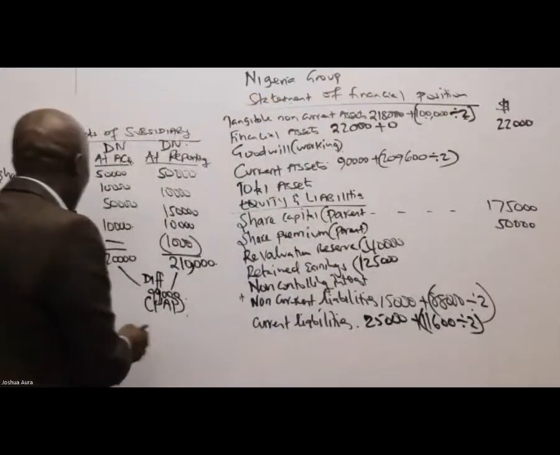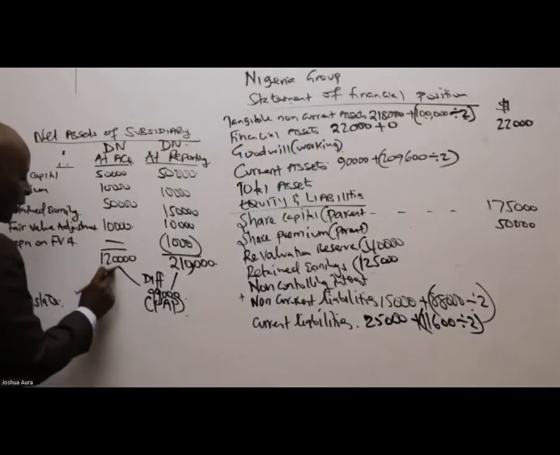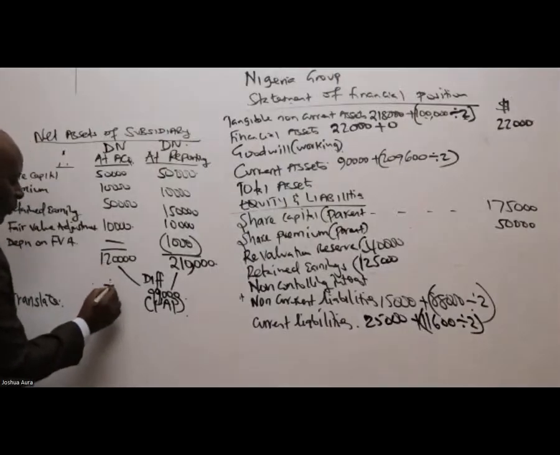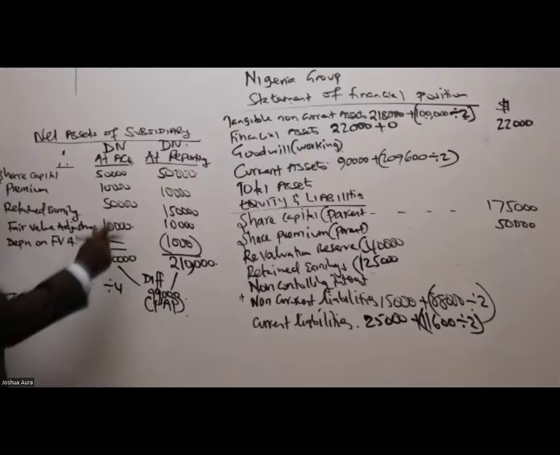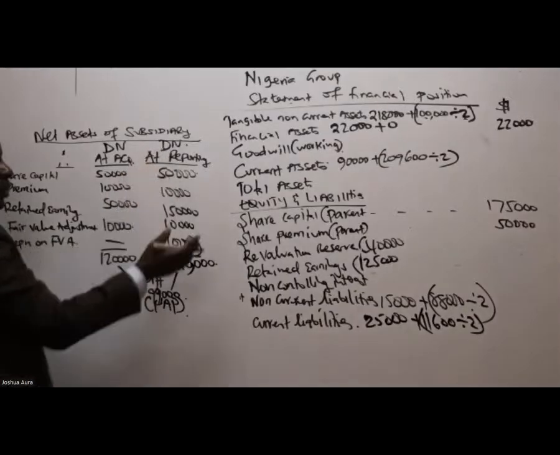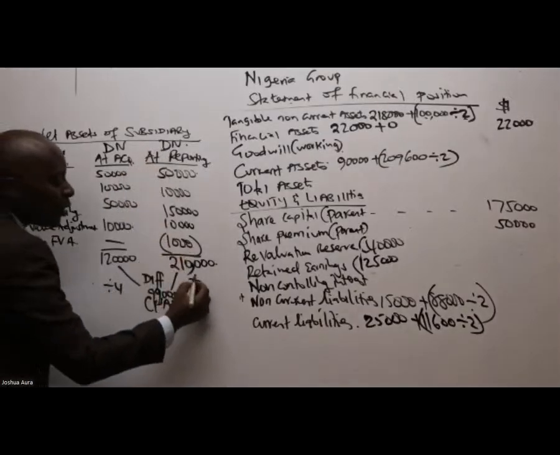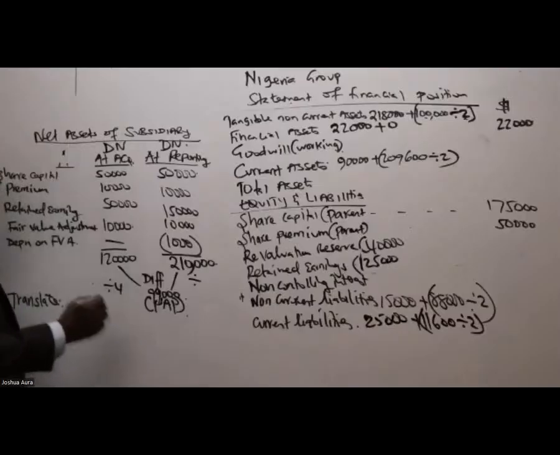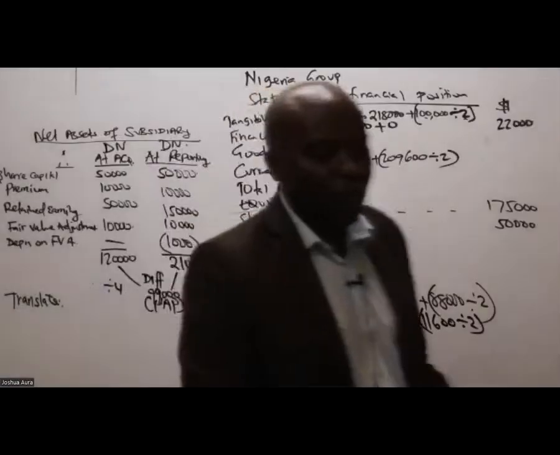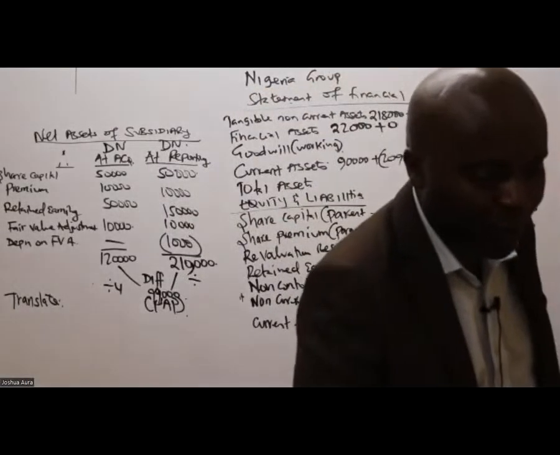So this one, I'll divide by 4. This one, I'll also divide by 4. And then we have net assets at reporting. For this one, use the closing rate. Do we have the closing rate? Oh, yes, we do. The closing rate we've been given here.